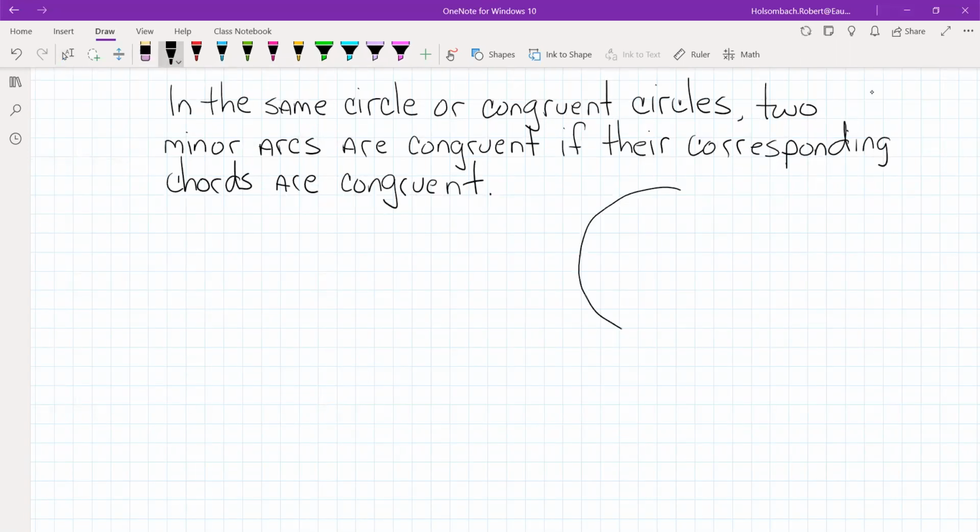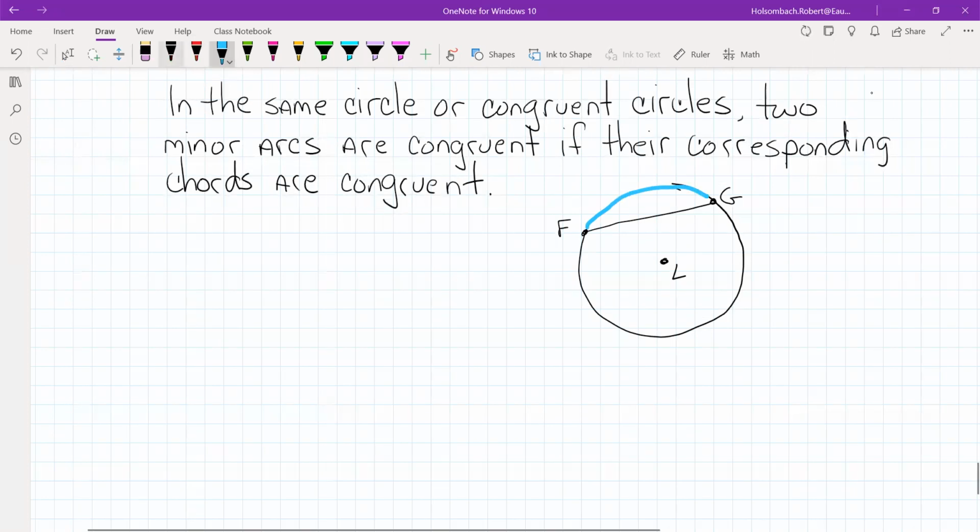So if we've got a circle here, circle L, and in that circle we've got chord FG, and chord FG creates this blue arc FG. And then down here we've got chord JH, and chord JH corresponds to this green arc JH.